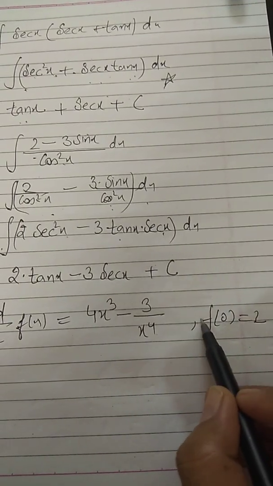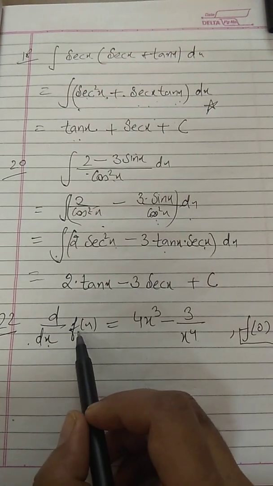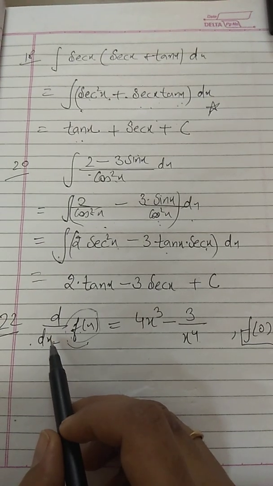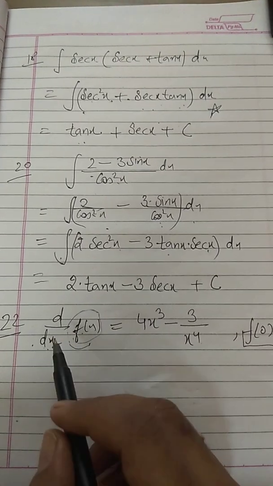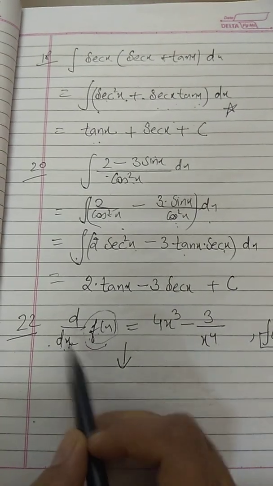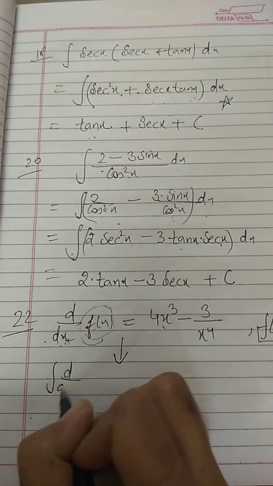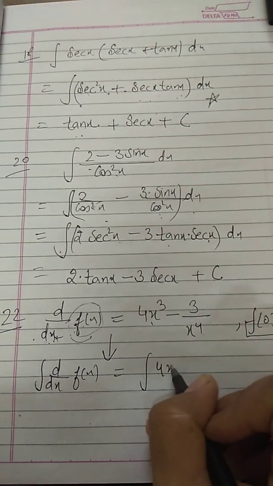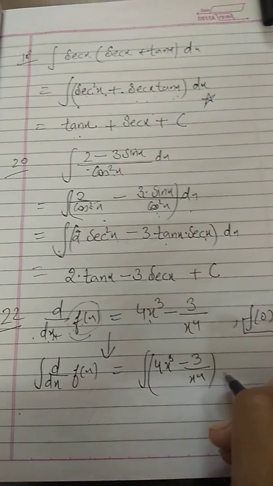Now why is this part given to us? In order to find the function. If the derivative is there and I want the function, I have to eliminate this derivative, so what is the method? I will integrate it, because integration and derivative are inverse to each other. So when I integrate both sides of the given equation, I will get integral of d by dx of f x is equal to integral of 4x cube minus 3 by x raised to power 4 dx.